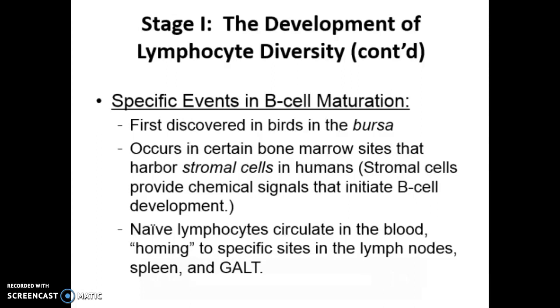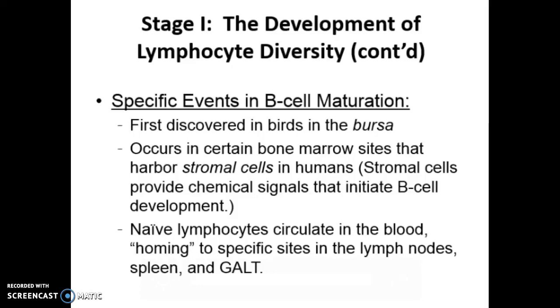So, if we move to the B cells, all right, the B cells are called B cells because they were first discovered in birds inside their bursa, which is kind of similar to the spleen. And if you remember, the B cells are going to mature first in the bone marrow, and the bone marrow has what are called stromal cells. All right, the stromal cells are what gives the B cells the proper chemical signals, the proper hormones for the B cell to actually develop.